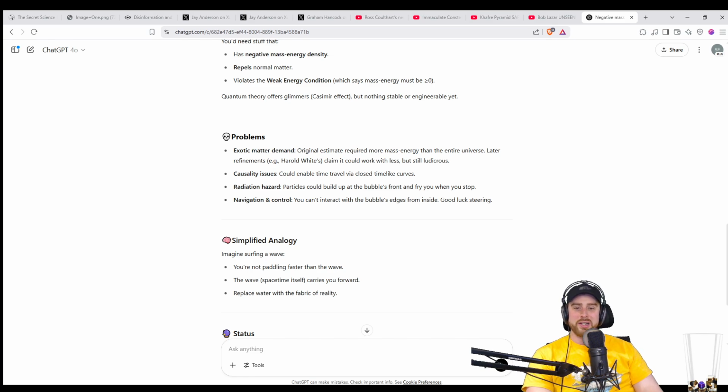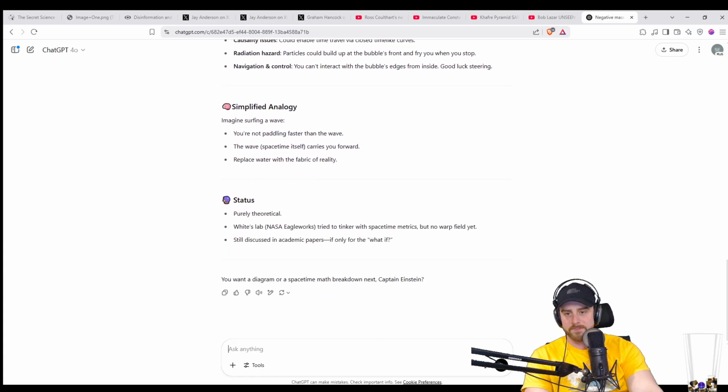Navigation and control. You can't interact with the bubble's edges from inside. Good luck steering. Simplified analogy. Imagine surfing a wave. You're not paddling faster than the wave. The wave space-time carries you forward. Replace water with the fabric of reality. Yeah. Purely theoretical. They tried to tinker with space-time metrics, but no warp field yet.